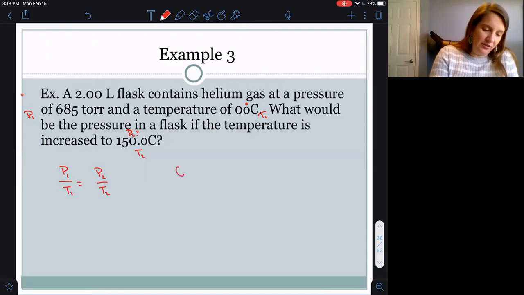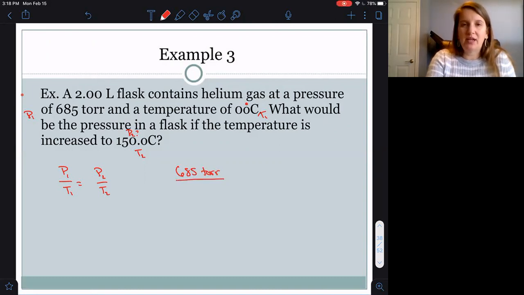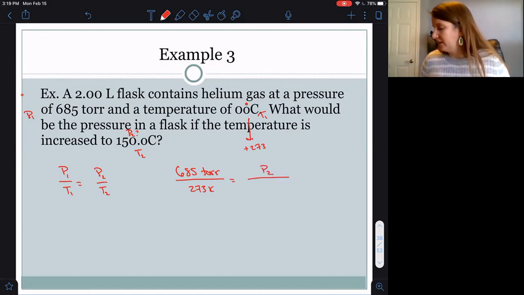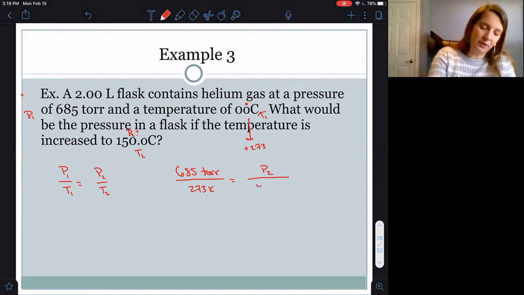So I have 685 torr. Remember, pressure can be whatever as long as it's the same unit on both sides. But on my temperatures, I do have to add 273 because I need to have it in Kelvin. So I've got 273 Kelvin on this side. I'm looking for pressure 2, and I've got 423 Kelvin on this side.